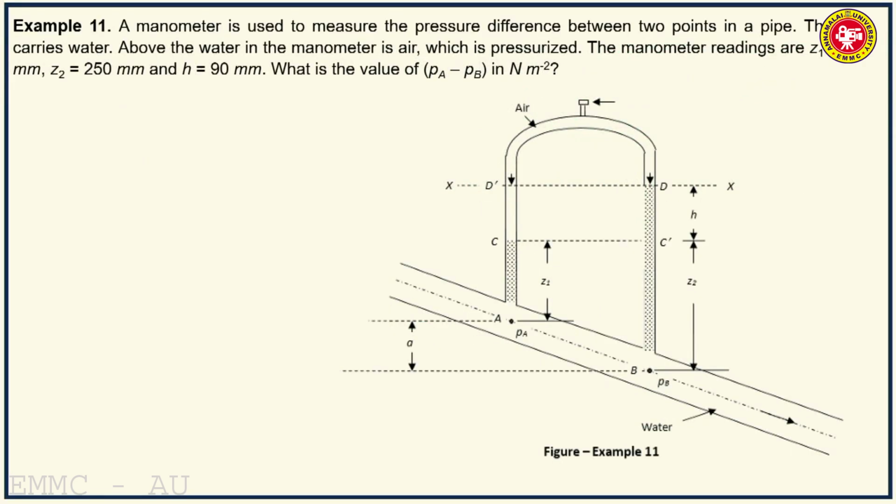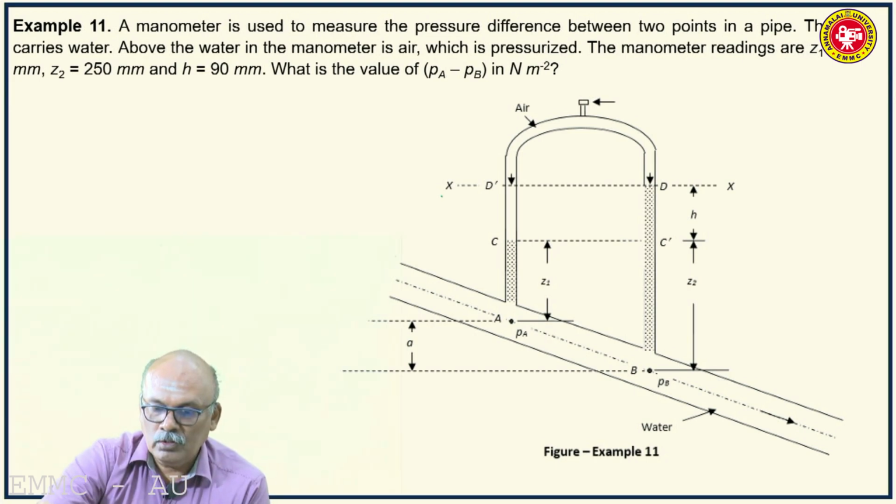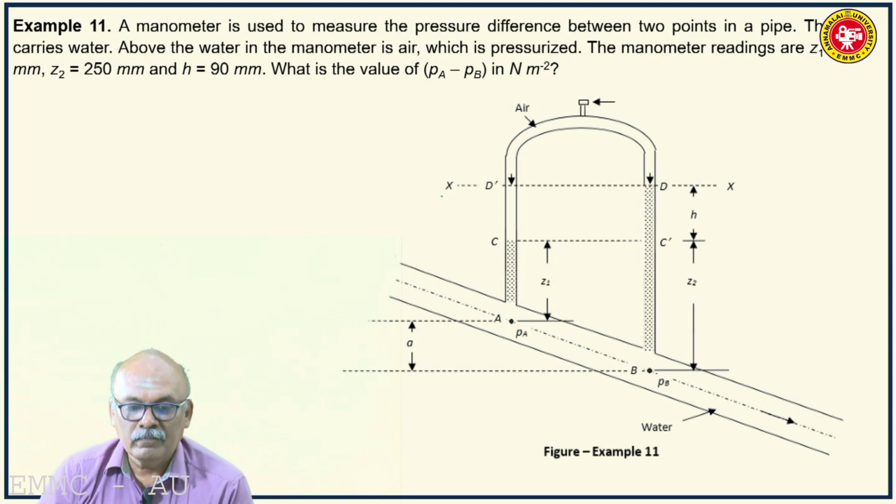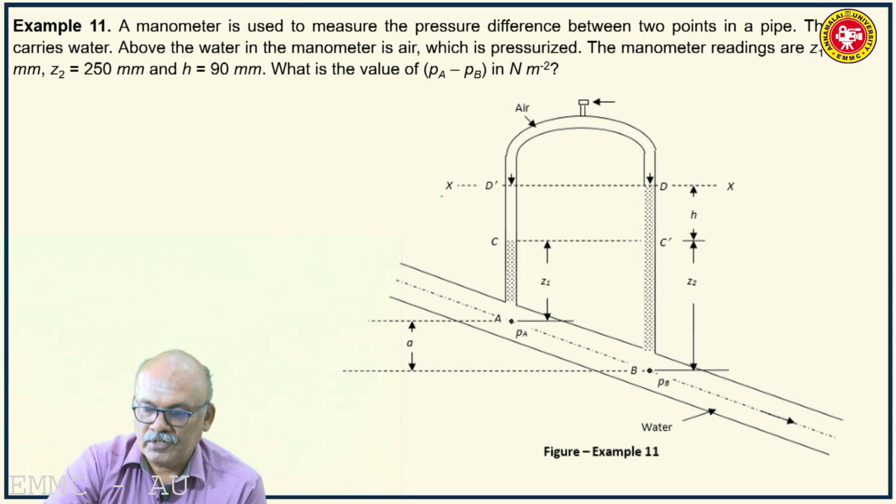Okay. So, another problem, example 11, is again on inverted U-tube manometer. A manometer is used to measure the pressure difference between 2 points in a pipe. Here the pipe is inclined. The pipe carries water. Above the water in the manometer is air. So, the manometer does not use any liquid, only air is present, which is pressurized.